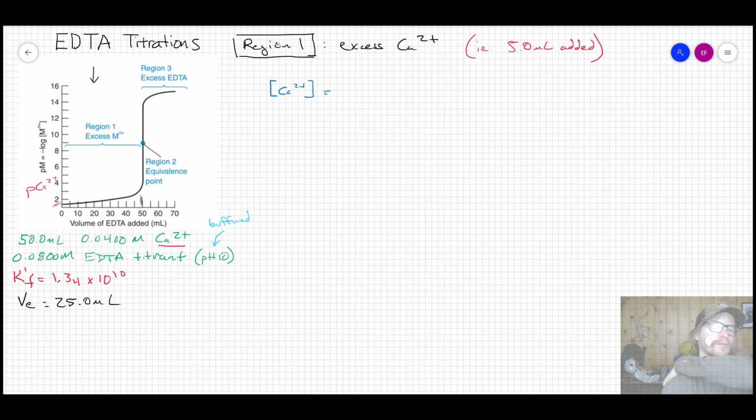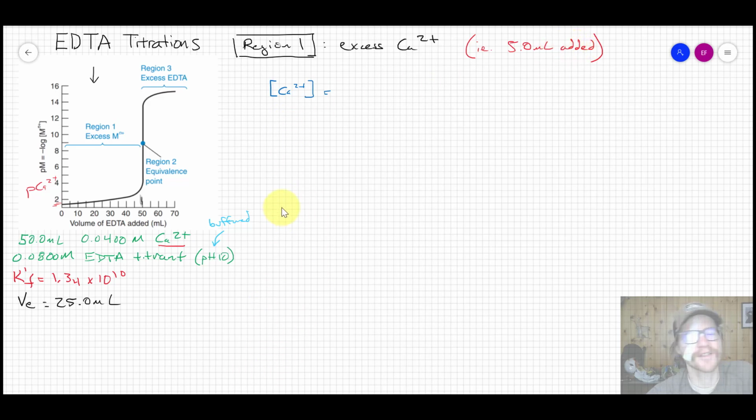So we'll start with region 1, where we have excess calcium. We have not added enough EDTA to the solution to completely complex it out, so we're pre-equivalence at this point. We know that because we just determined our equivalence volume to be 25. In this example, we're asking what the free calcium concentration would be in solution after we added 5 mL of the EDTA titrant. So I'm going to set this up.